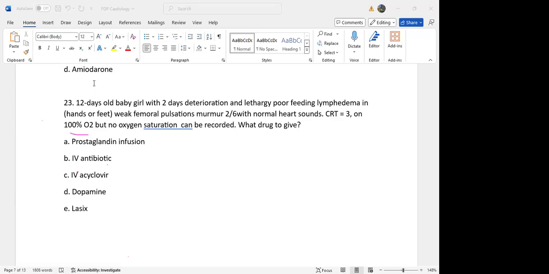A 12-day-old baby girl with 2 days of deterioration, lethargy, poor feeding, and lymphedema. So over here, the clue is lymphedema in hands and feet with weak femoral pulsation, a 2/6 murmur with normal heart sounds. So it's a low grade murmur, low intensity. Capillary refill time 3 seconds, and on 100% oxygen, no oxygen saturation can be recorded. Which drug will you give in this child?